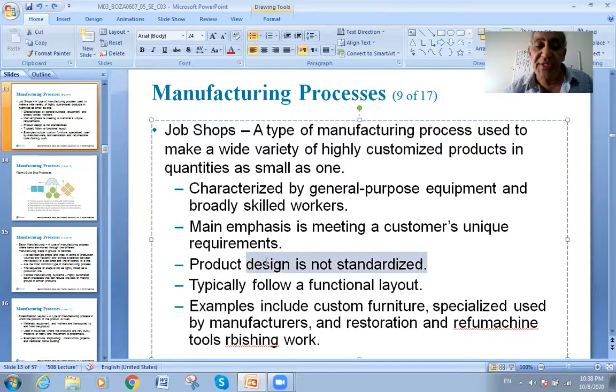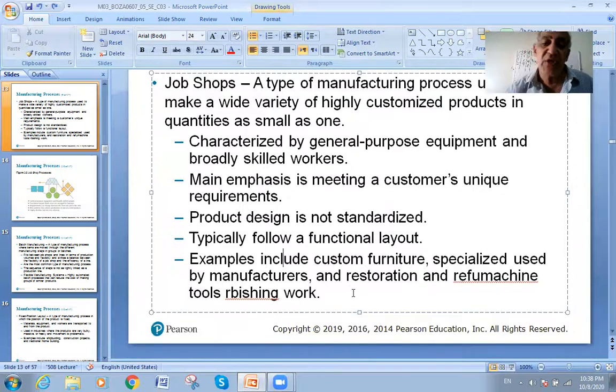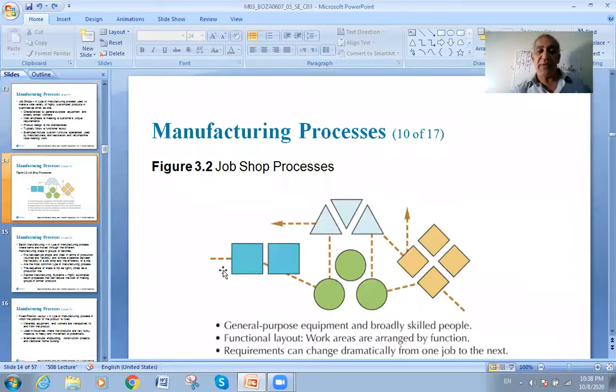Product design is not standardized, of course. Standardized is in the production line, not here. It typically follows a functional layout. That's fine. Examples include, look at this, custom furniture, specialized goods used by manufacturers, and restoration. All these kinds of things. This is the job shop.